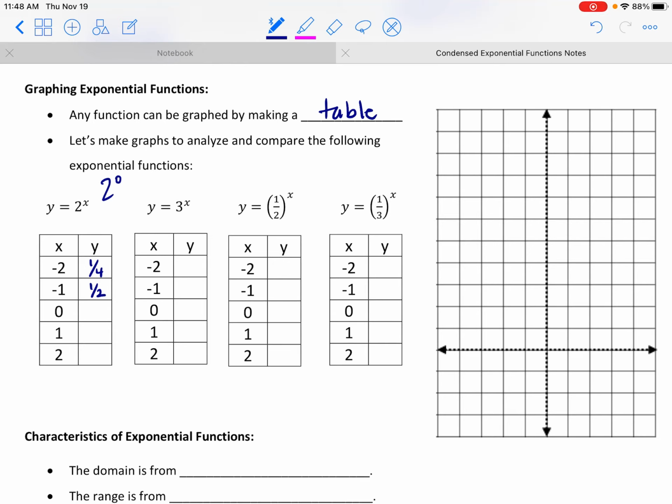How about 2 raised to the power of 0? Well, anything to the power of 0 is going to be 1, so it's going to be a 1 there, and there, and there, and there. Anything raised to the power of 0 is 1. Okay, and then 2 to the first is easy. That's 2, and 2 squared, not so bad. That's going to be 4.